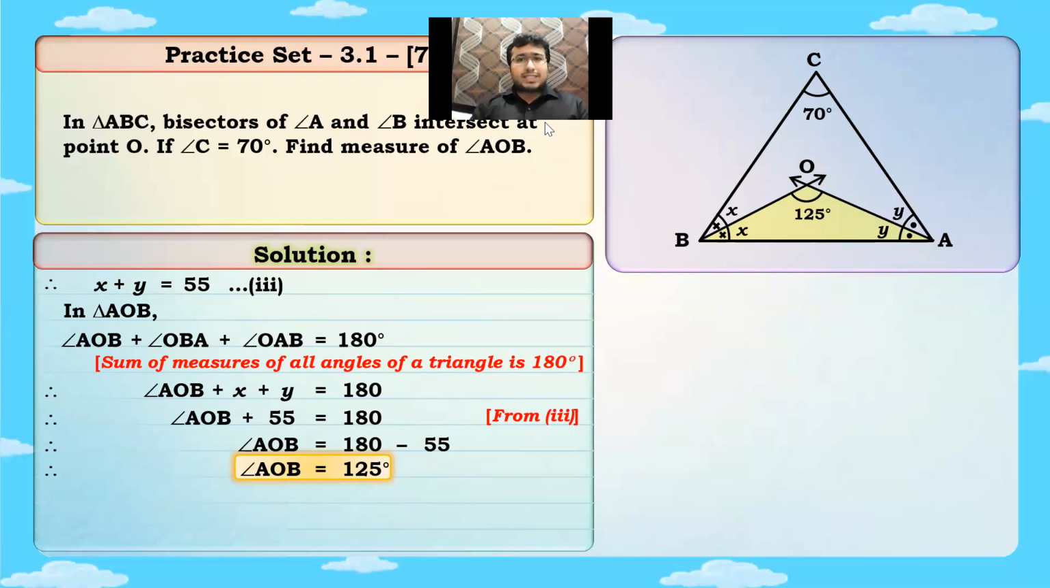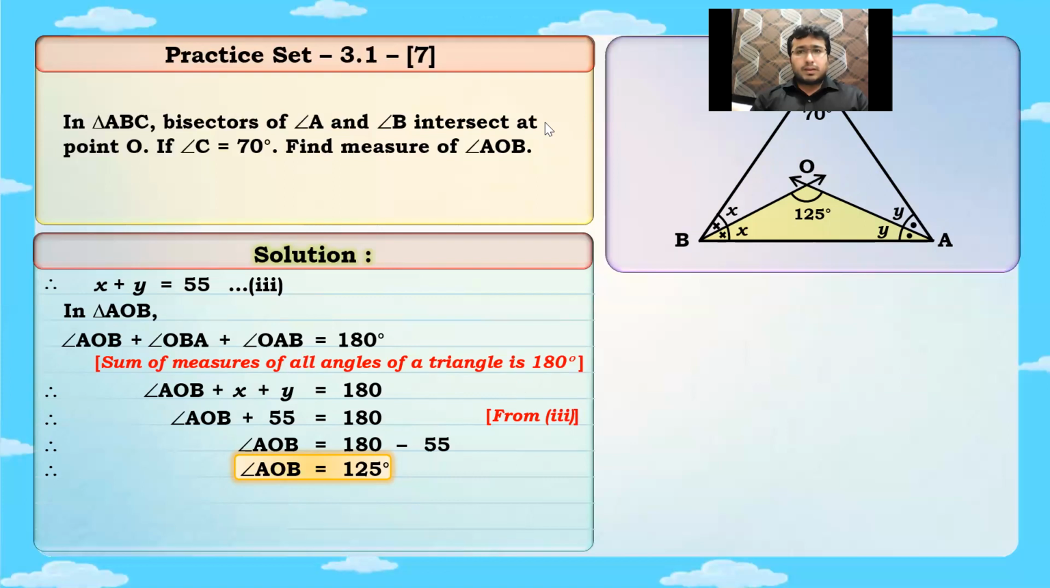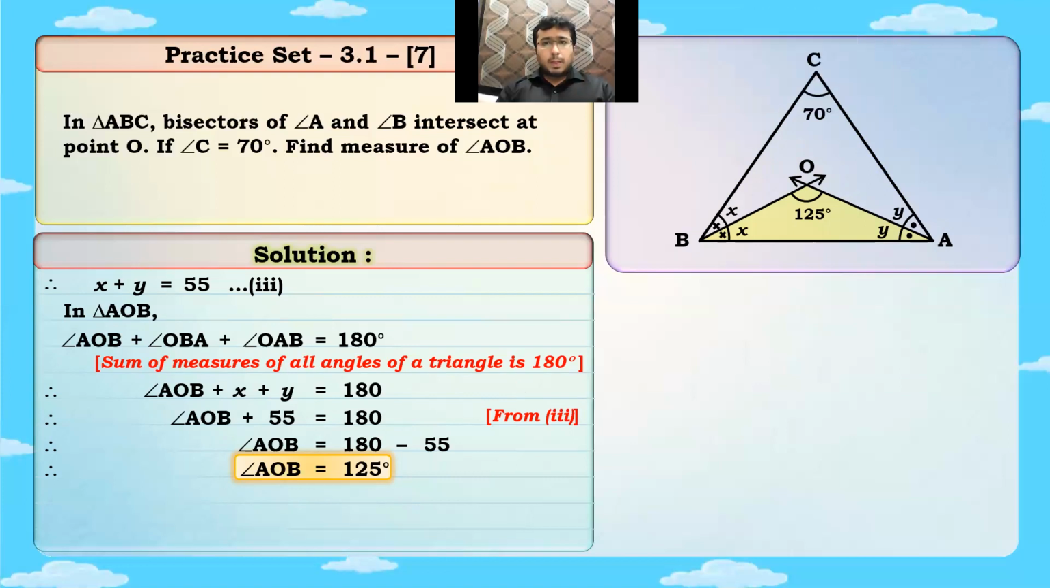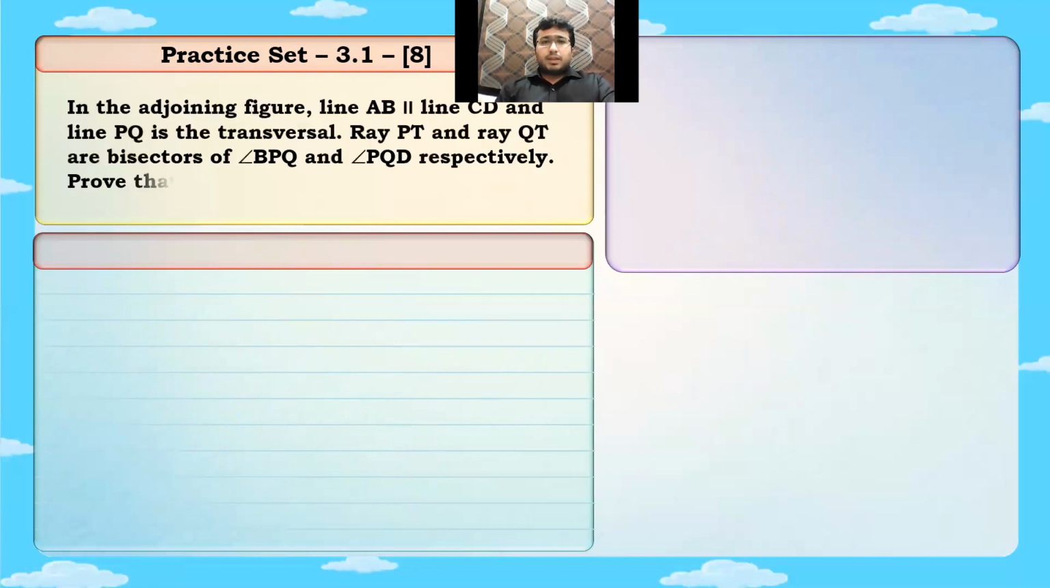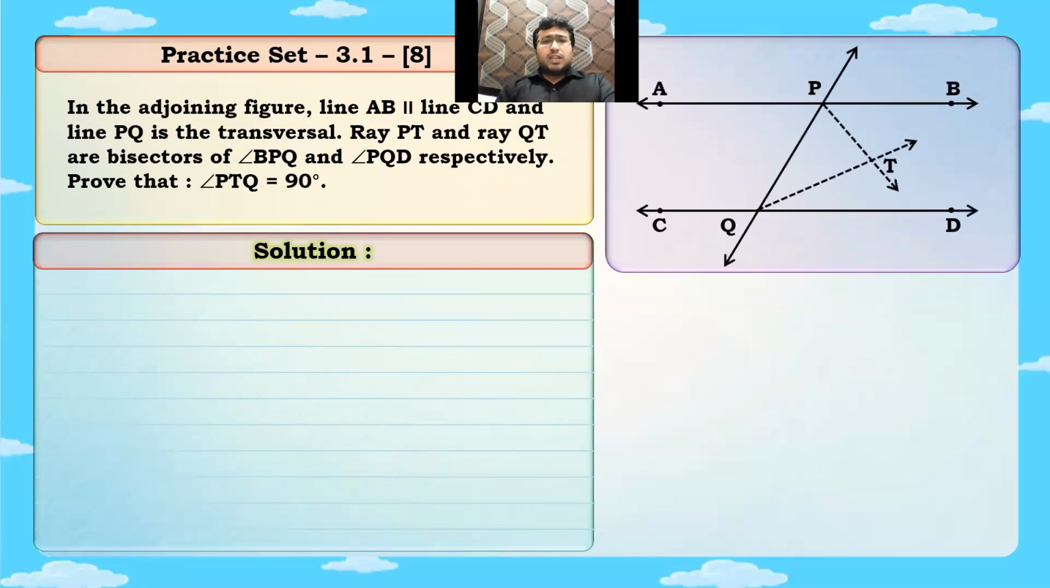Students, let us start with the next sum. Practice set 3.1, question number 8. Okay, student, this is exactly the sum which we have done right now. It is exactly the same sum. The figure is already given to us. Again, an important sum for 4 marks. The question says in the adjoining figure, line AB is parallel to CD. So students, we have AB and CD as parallel lines and PQ is their transversal.